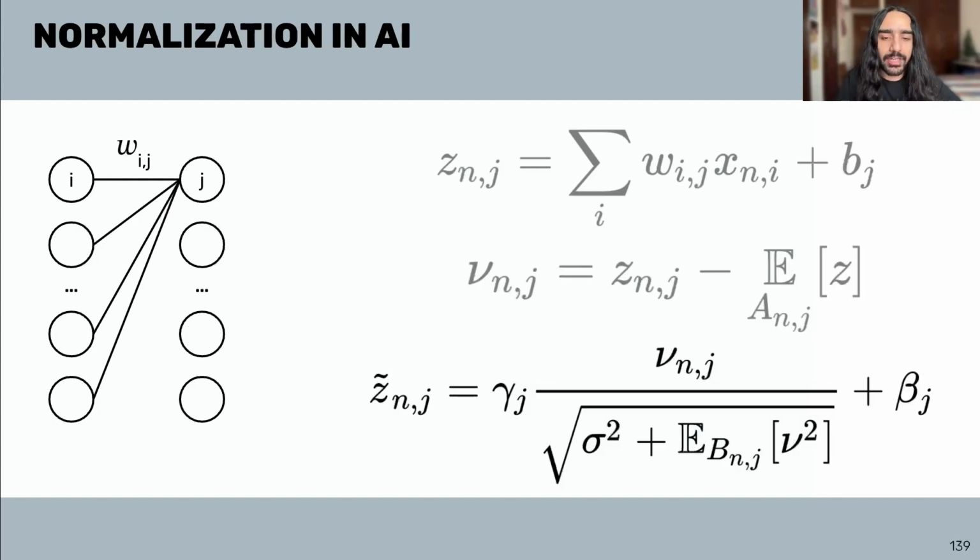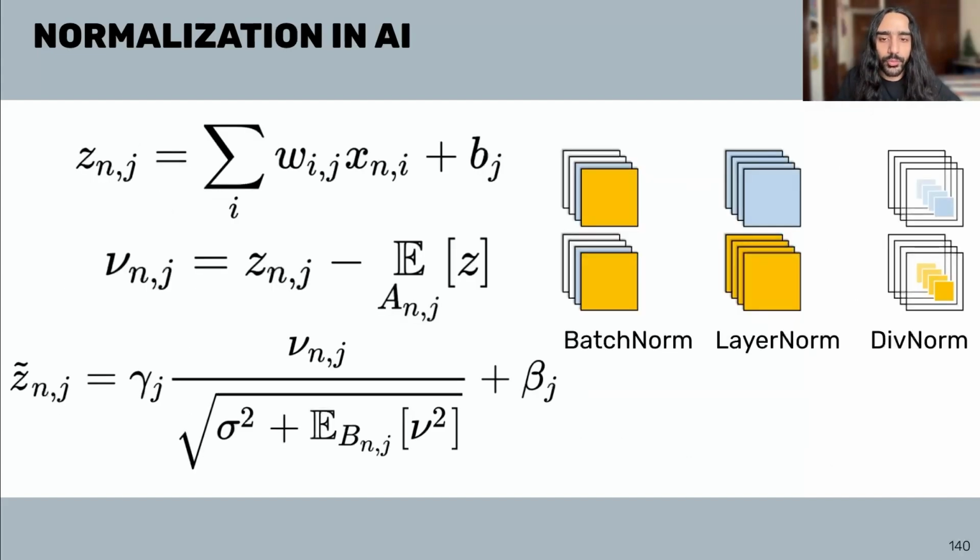Next, we will divide it by the standard deviation over some pooling subset B, add a smoothing factor sigma, multiply it by a learned parameter gamma, which will be a scaling factor, and add a learned parameter beta, which will be a translational factor. So, with the choice of the pooling subsets A and B, we could achieve different types of normalizations.